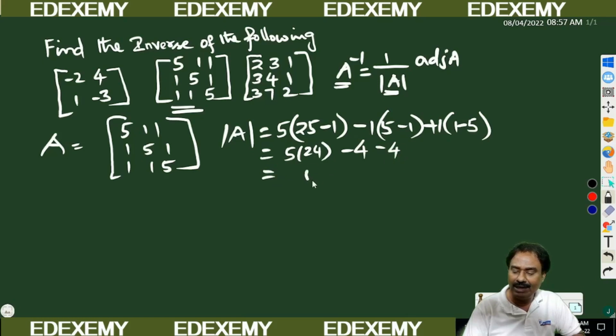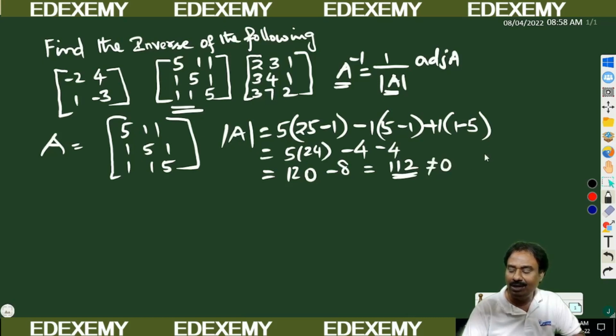Now what is 5 into 24? 120, minus 8. 120 minus 8 is 112. Okay, this is the determinant value of A, which is not equal to 0.